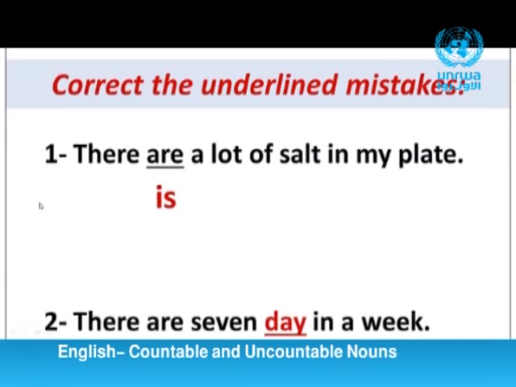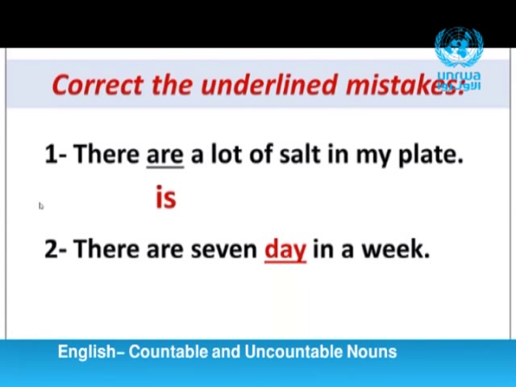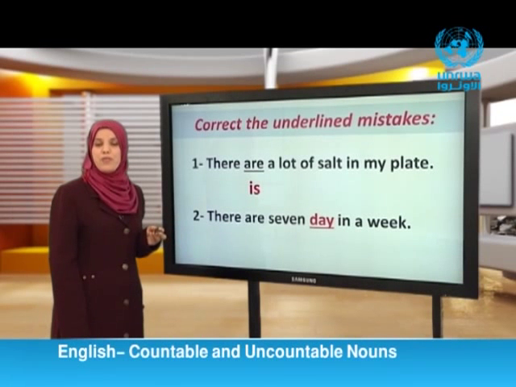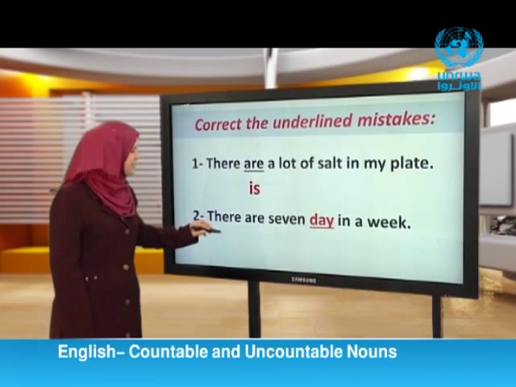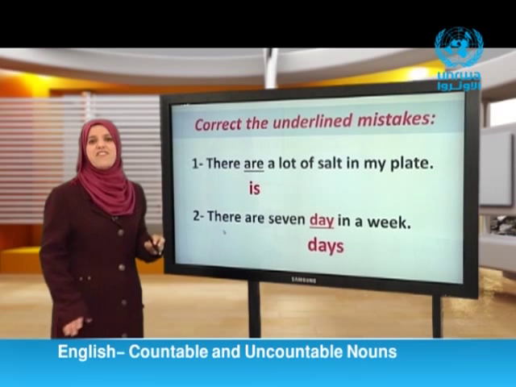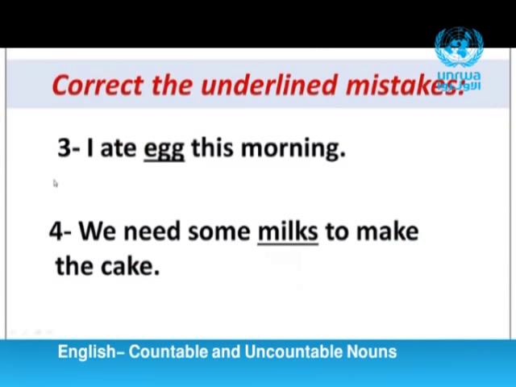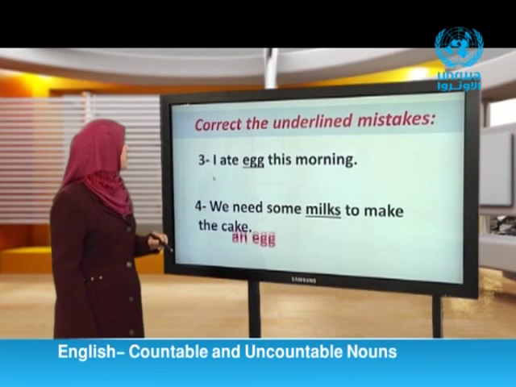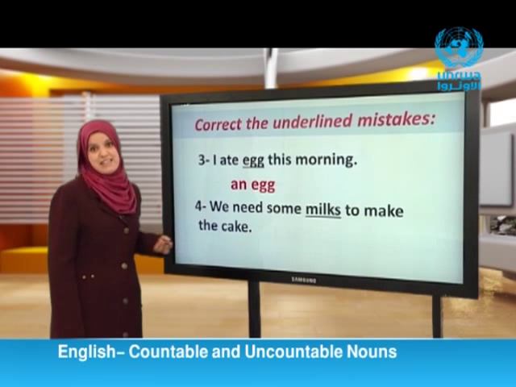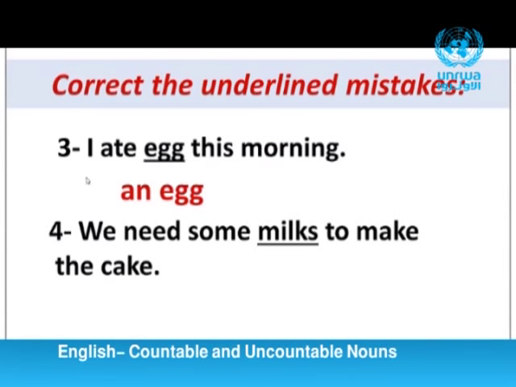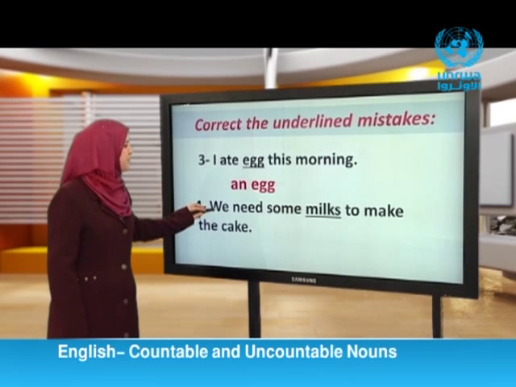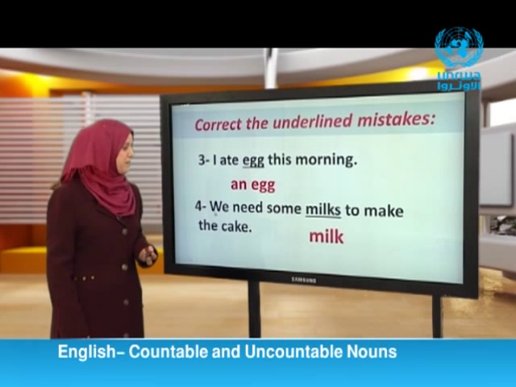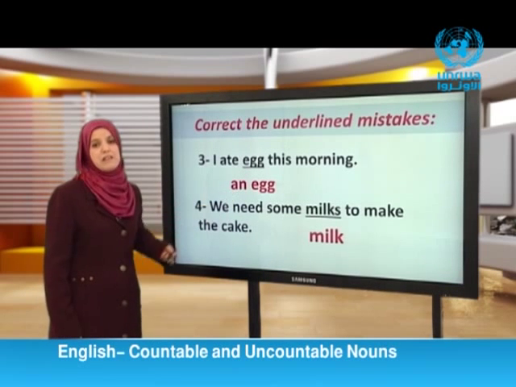Number 2. There are 7 days in a week. Can you correct the word day? Good. Days. There are 7 days in a week. Number 3. I ate egg this morning. Can you correct it? Great. I ate an egg this morning. Egg is countable. Number 4. We need some milks to make the cake. Some milks. Can you correct it? Good. Milk is uncountable. It is never followed by the plural s.